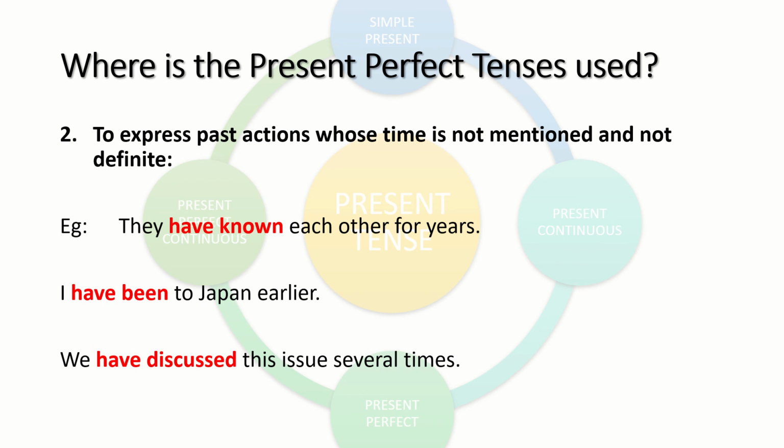Number 2, when we need to express past actions whose time is not mentioned and it is not definite. Alright, that means that an action has taken place. It has taken place many times, but it has not got a specific date. You cannot say this many years, this many times. Okay, then we use our present perfect tense. They have known each other for years. They have known each other maybe since they were in kindergarten, and now they still know each other. But how many years has not been said. It could be 2 years, it could be 5 years, it could be 10 years.